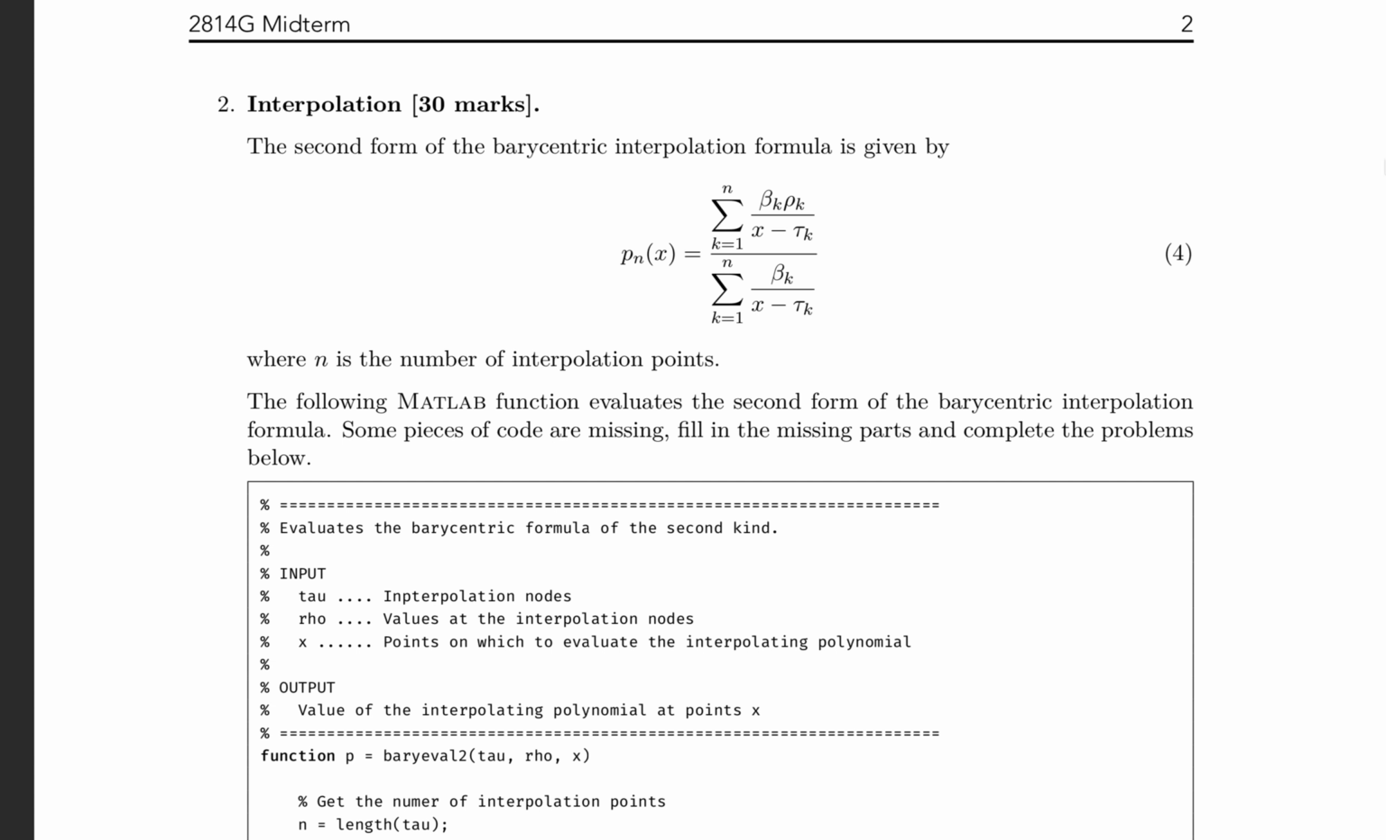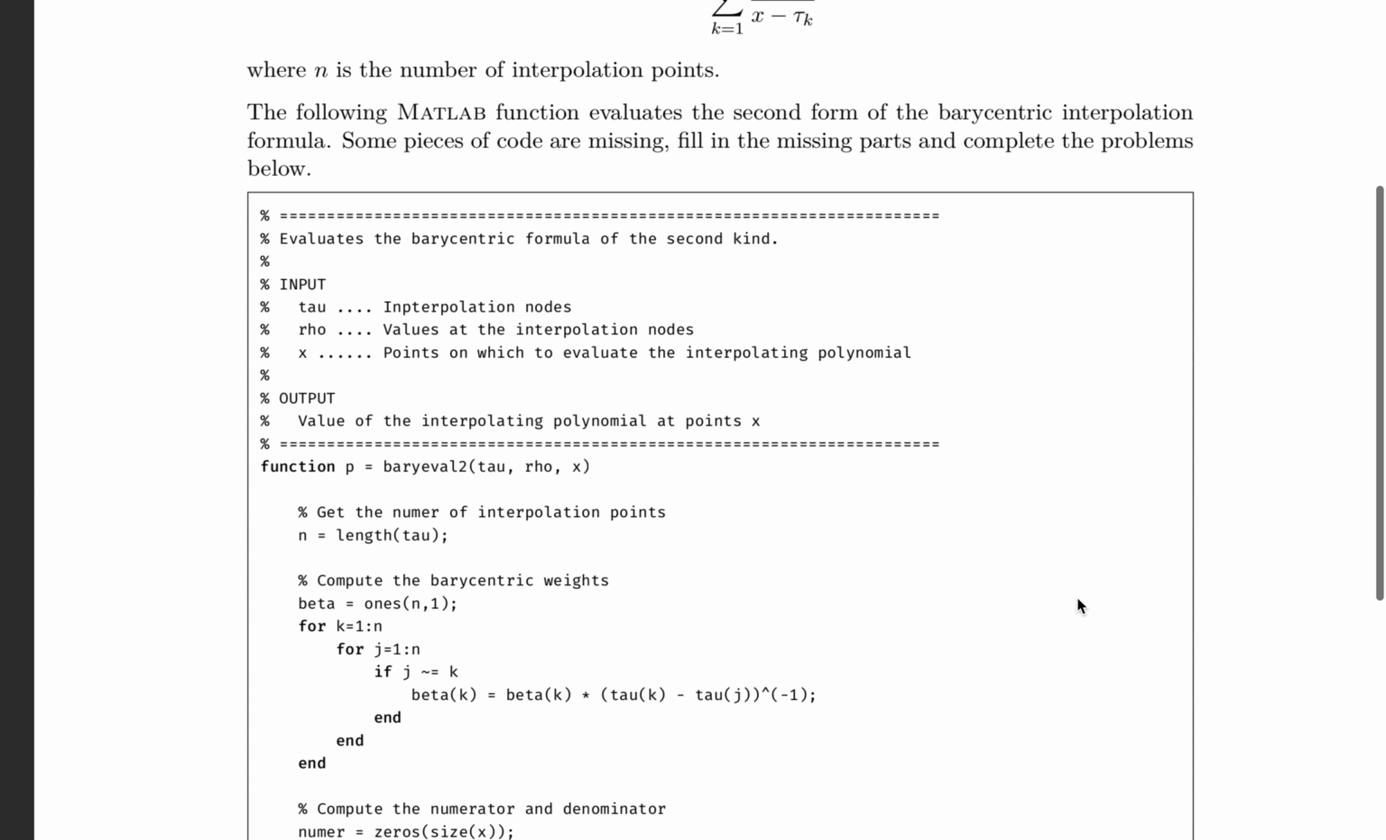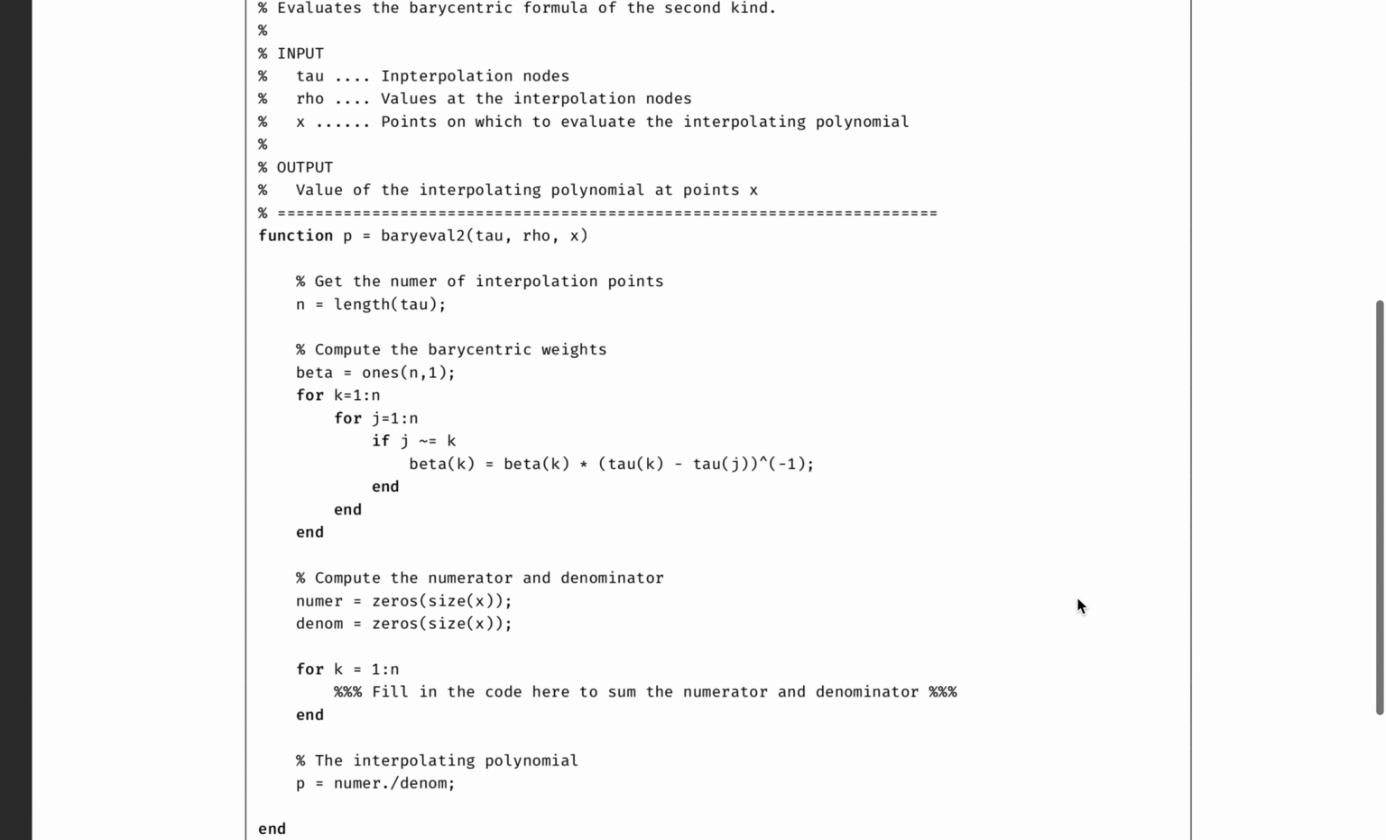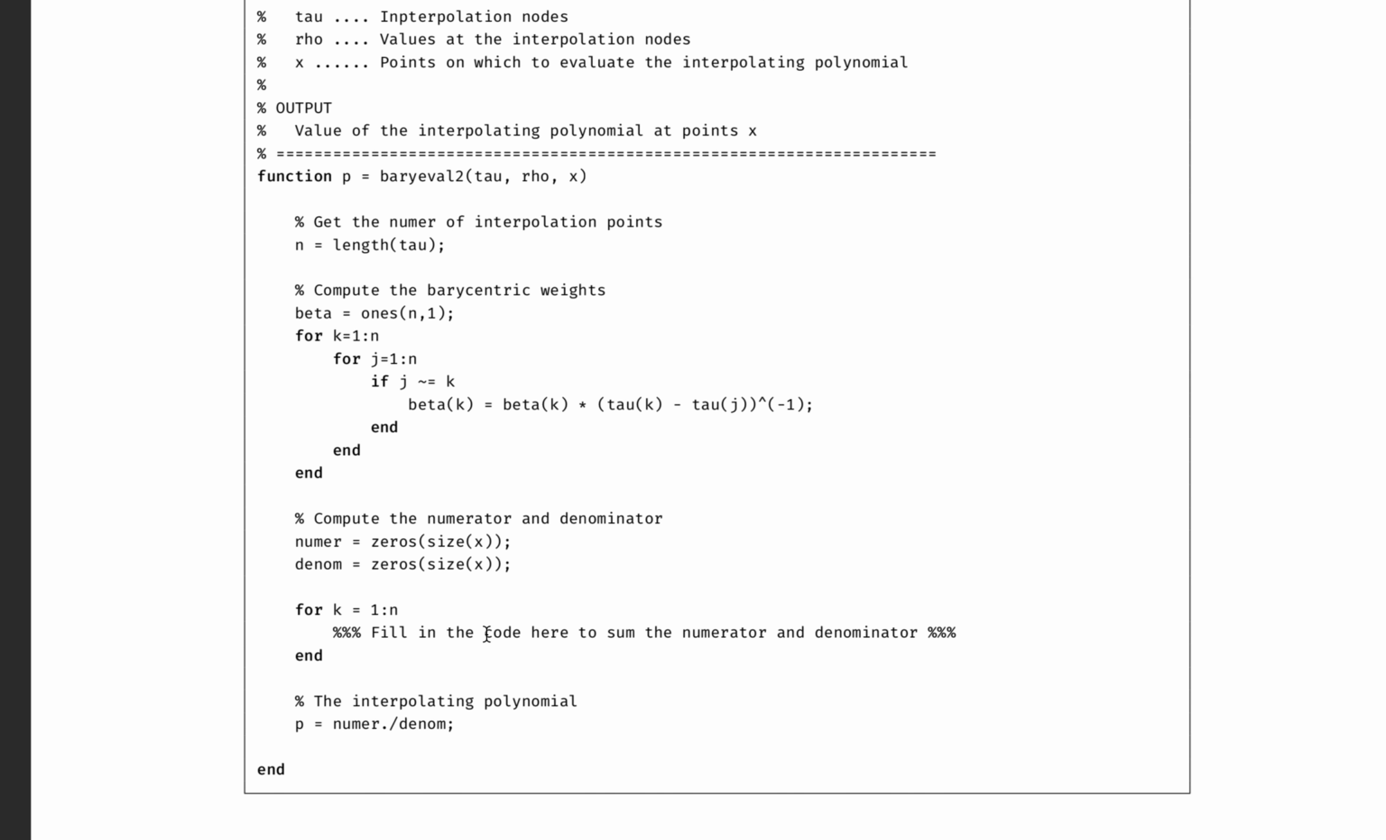So problem 2 from the 2017 midterm is about interpolation. We are given the formula for the second form of the barycentric interpolation formula, which we can see in equation 4. We're also given some code here and we're asked to fill out some code.